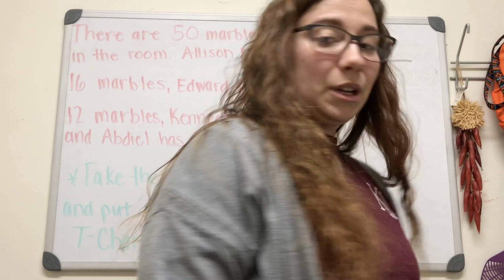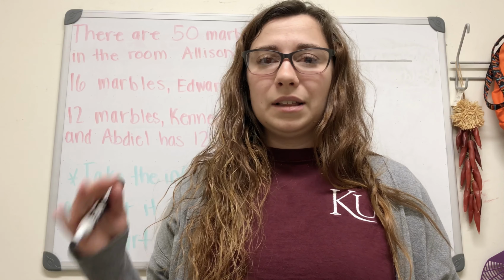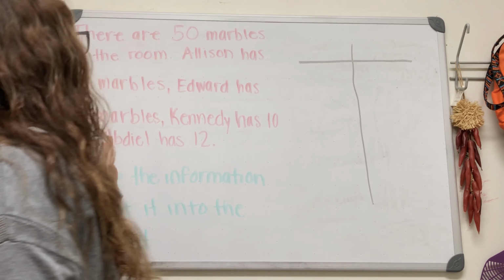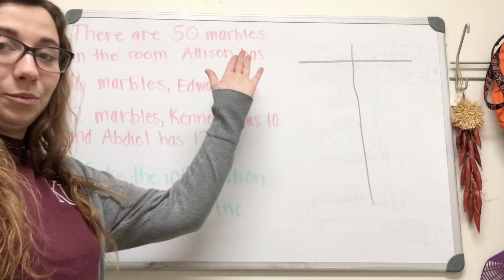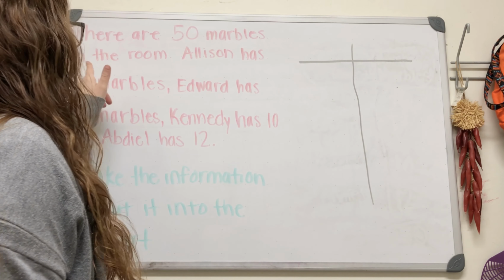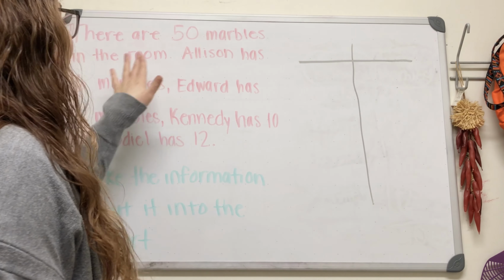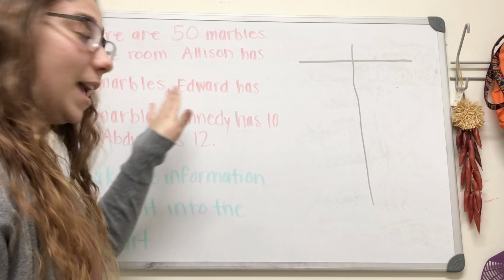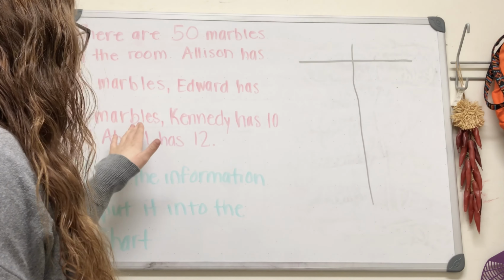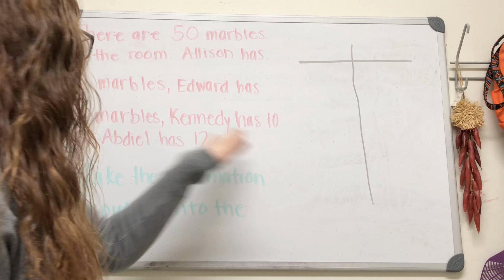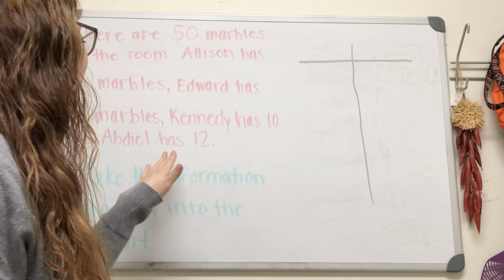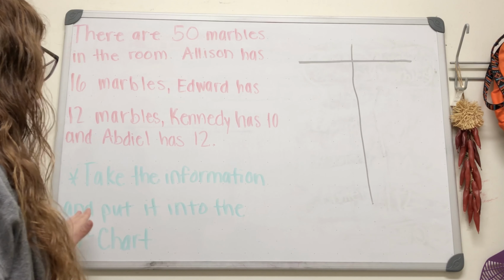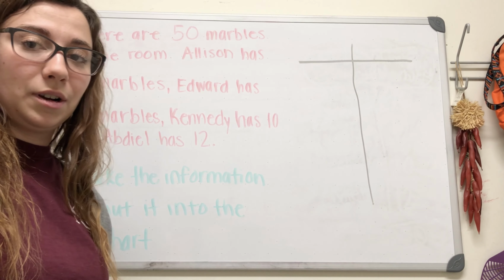So first I want to read our little word problem, our data set over here. There are 50 marbles in the room. Allison has 16 marbles. Edward has 12 marbles. Kennedy has 10 marbles, and Abdiel has 12. And then here it says, take the information and put it into the T-chart.